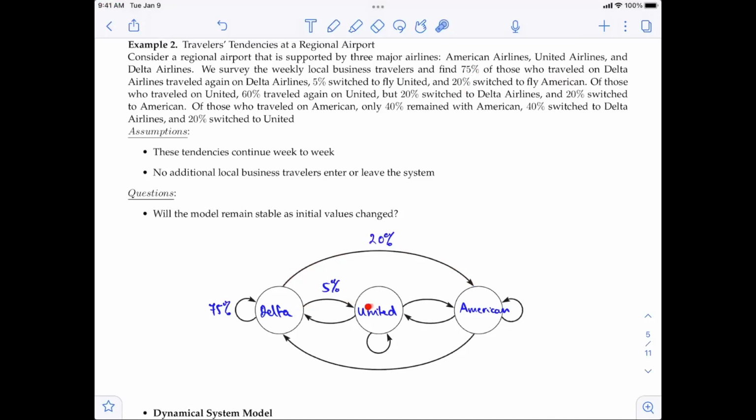Now we move on to United Airline Hub. So of those who travel on United, 60% travel again on United Airlines. So 60%. But 20% switch to Delta Airlines. So this is 20%. And 20% switch to American Airlines. So 20%. Okay. Now for the last case, American Airlines. Of those who travel on American Airlines, only 40% remain with American Air. So this is only 40%. 40% switch to Delta Airlines. So this is 40%. And only 20% switch to United Air. All right, so this schematic captured the information given to us in example 2.